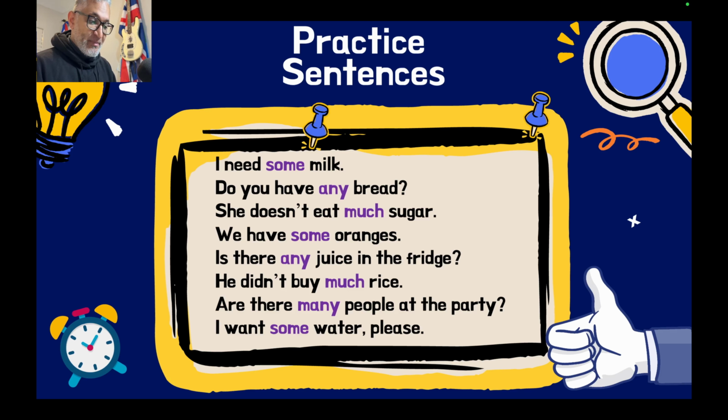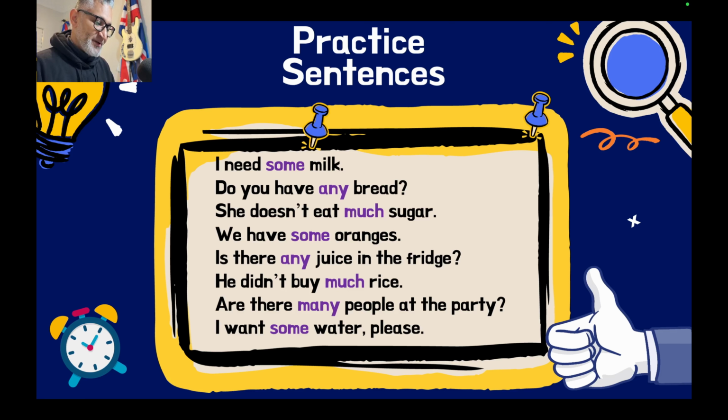Or he didn't buy much rice. You can see the rice has no plural, so much. Are there many people? Why many people? Because people is the plural of person. One person, two people. So this is the reason why I use many in this case. Are there many people at the party?